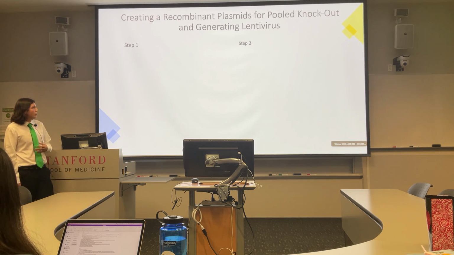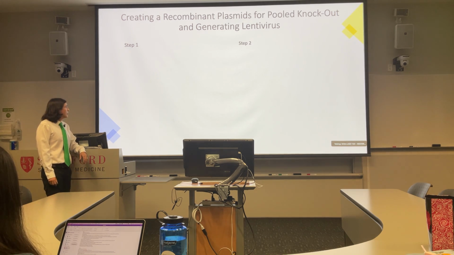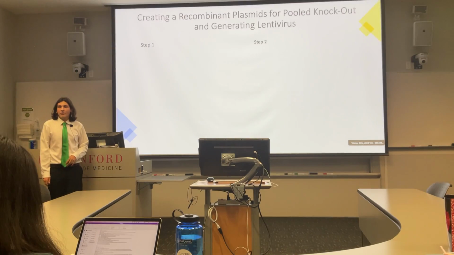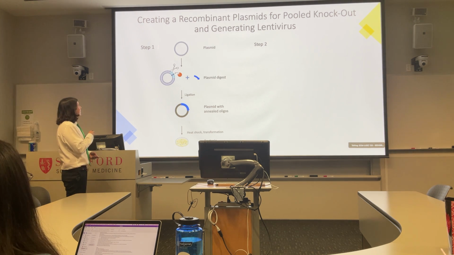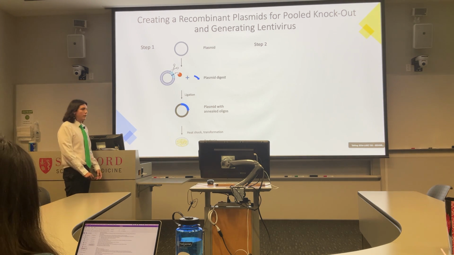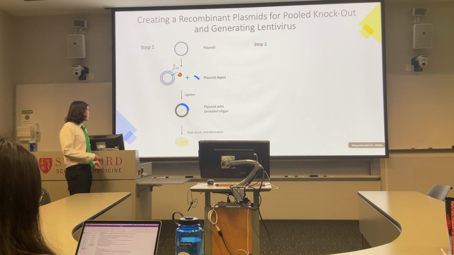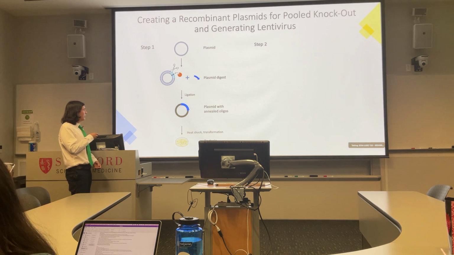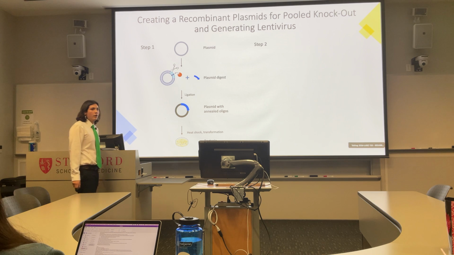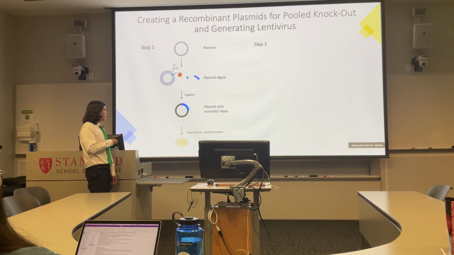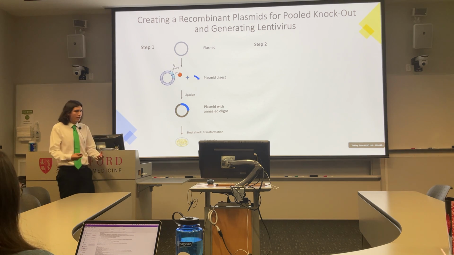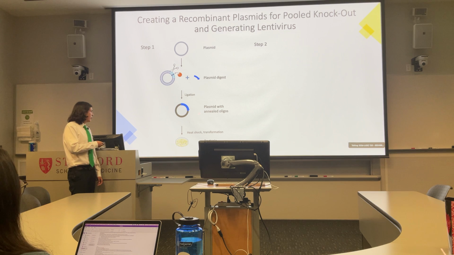So to begin our pooled knockouts, we'll be creating a recombinant plasmid. We'll be generating a lentivirus. So step one of this will be starting with a plasmid. And here we'll be using molecular scissors, using restriction enzymes, which will create a place for our oligos. And oligos will contain our host factors for our knockouts. And then through ligation and our plasmid digest, we'll have our plasmid with its annealed oligos, and we'll be able to do a transformation using heat shock into our bacteria.